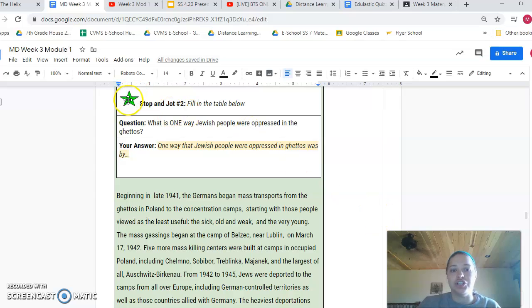For question number 2, you're going to need to write in your answer here. So the question is, what is one way Jewish people were oppressed in the ghettos? Here's your sentence stem. You're going to go ahead and type in there one way that they were oppressed. If you need time to answer, go ahead and pause the video and pick it back up when you're ready.